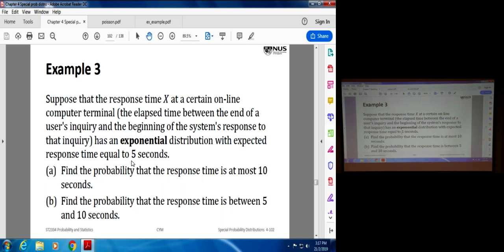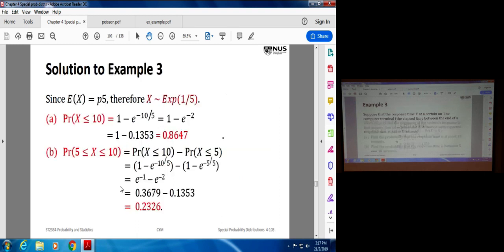Find the probability that the response time is at most 10 seconds. Find the probability that the response time is between 5 and 10 seconds. This is pretty trivial for us at this stage. Part A. The expectation of X is 5. It's just not p. P is a typo again. Sorry, this thing is not working very well. Anyway, the random variable X is exponential with 1 over 5. Again, this is a typo. There's no p here.